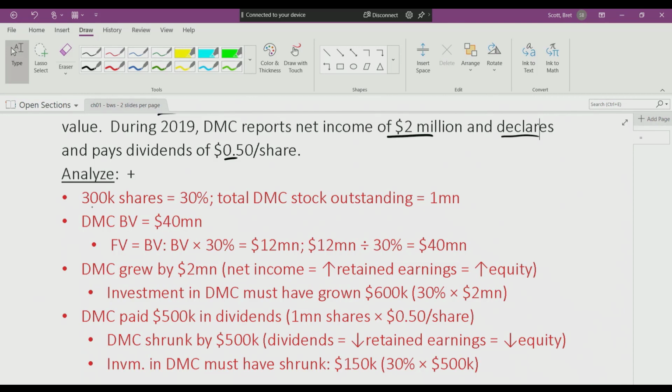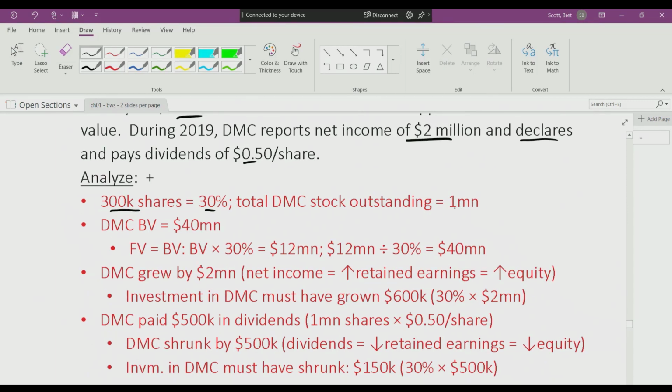If I have 300,000 shares, and that 300,000 shares represents a 30% stake in the company, that means the total outstanding stock of DMC is 1 million shares. That's interesting information. I might use it later. Another piece of information is we can figure out that DMC's overall book value is $40 million. In other words, their total equity is $40 million. Or if we looked at assets minus liabilities, that would net to $40 million.